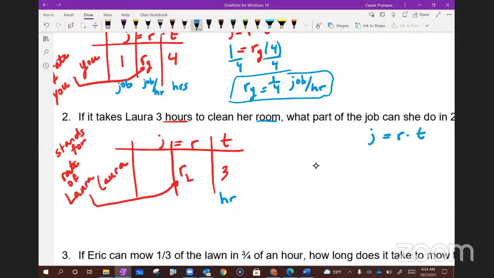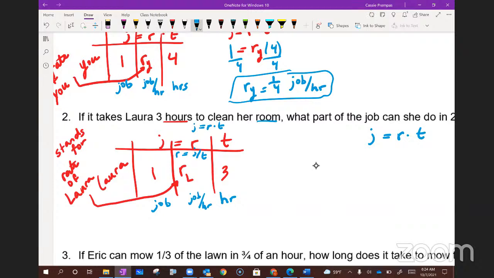It's typically 1 job. It doesn't have to be, but it's typically. So she's cleaning 1 room, or that's her 1 job. And if I'm looking at my rate, that would be job per hour. How can I determine that? If you think about job equals rate times time, your rate is going to equal your job divided by your time. So I know that's going to be job per hour.